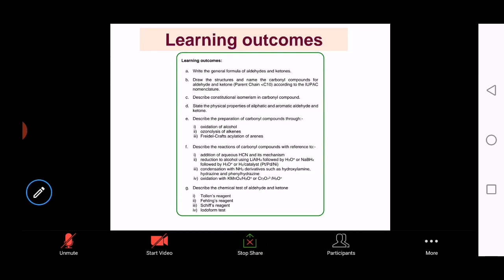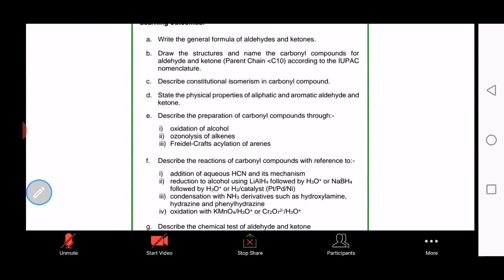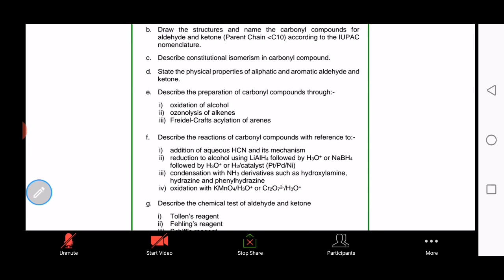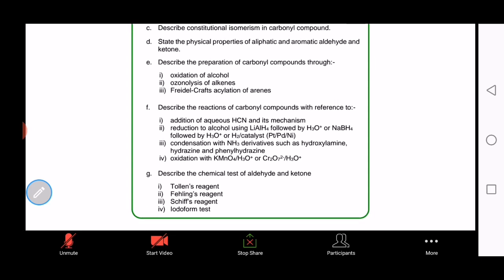So aldehyde and ketone, this is the learning outcome for this chapter. You can look in your own books. Learning outcome for chapter aldehyde and ketone. You can see number 1, write the general formula, draw structure. Then isomerism, physical properties, preparation of carbonyl compound. Preparation, how to prepare aldehyde and ketone. And then the reaction of carbonyl compound, reaction about aldehyde and ketone. And lastly, chemical test of aldehyde and ketone, basically to differentiate between aldehyde and ketone.